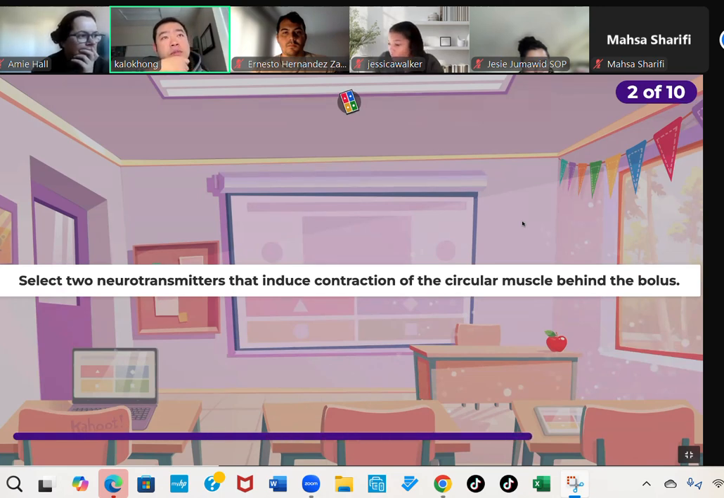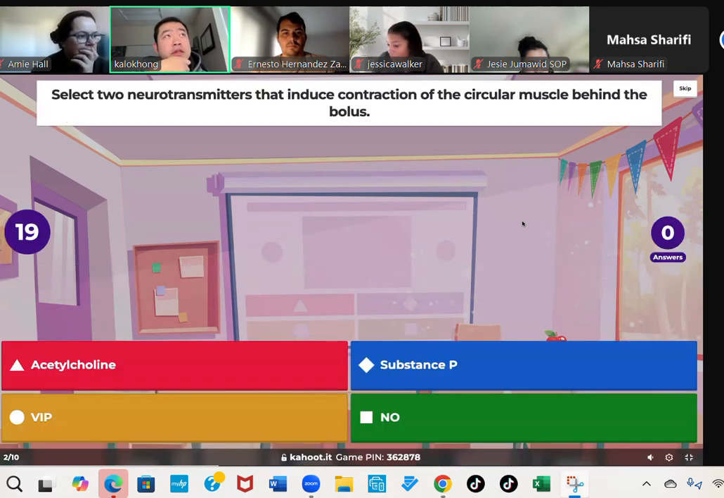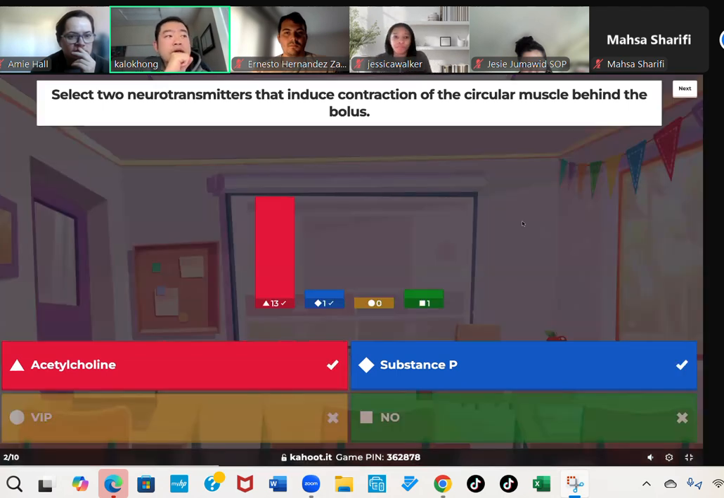So you can only select one. So pick either one of the two that is correct. That's fine. Right? Yeah, acetylcholine and substance P, not the other two. Nitric oxide is a relaxation, right? Relaxation. Contractions, relaxations, notice those little differences there.